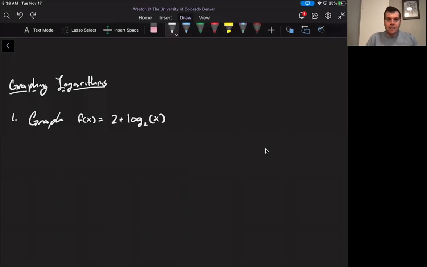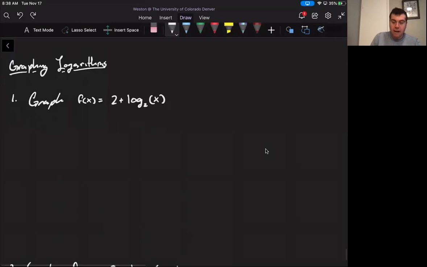Hey, in this video, I'm going to graph two different logarithm functions just to give some more clarity about how these are graphed. All right, so we'll start off with graphing f of x equals 2 plus log base 2 of x.